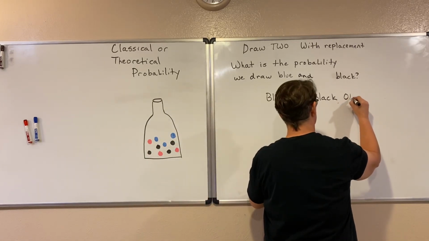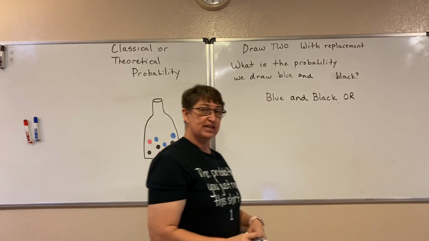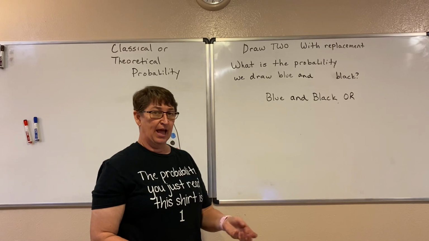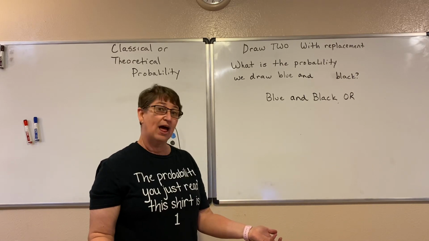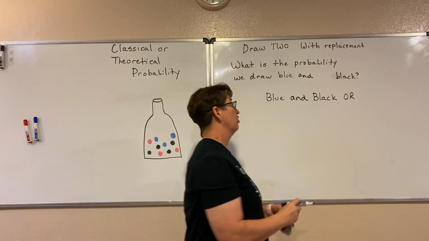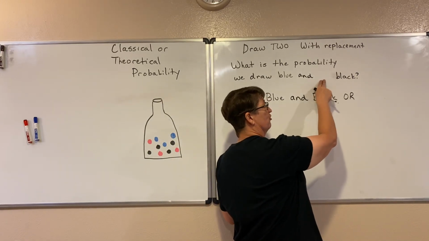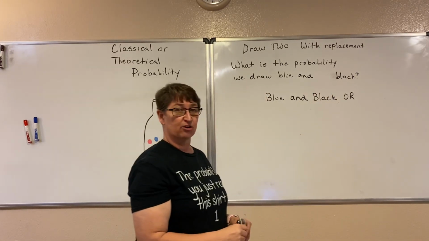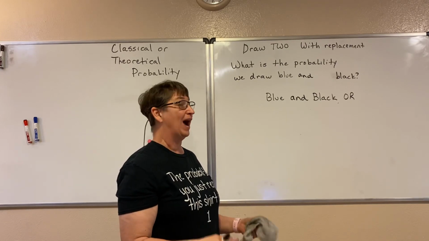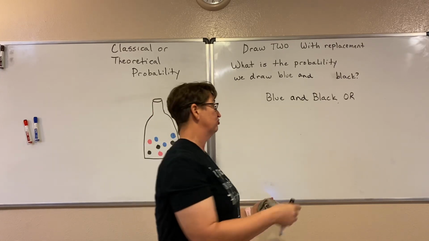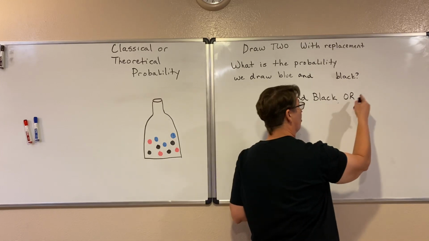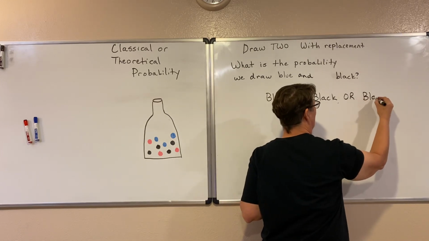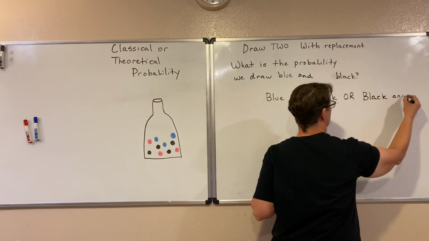Or we could get the black first and then the blue, and we would still have a blue and a black. So when I don't have an order that matters, when it's not necessarily in any specific order, I have to think about the different ways I could do it. So a blue and a black, or a black and a blue.